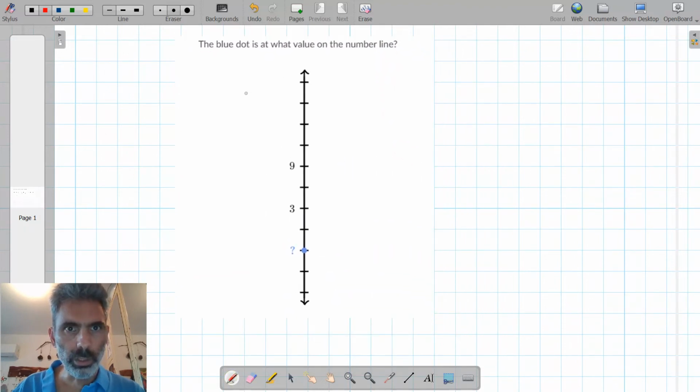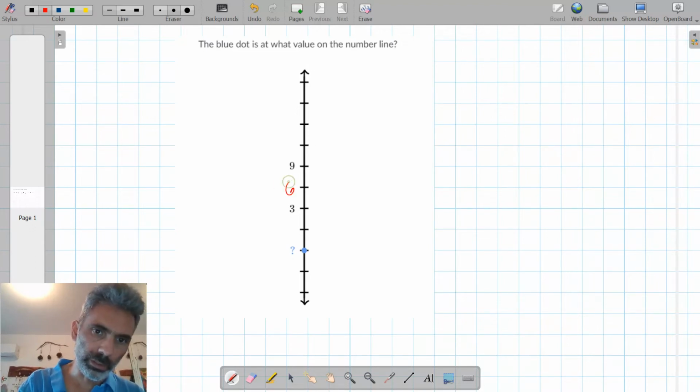The blue dot is at what value on the number line? Here the distance from 3 to 9 is 6. So each hash mark is representing an interval of 3. The direction is positive, so this is 6. And we need to find the value of the blue dot, and we need to make 2 jumps from 3 downwards. So this is 0 and this is negative 3.